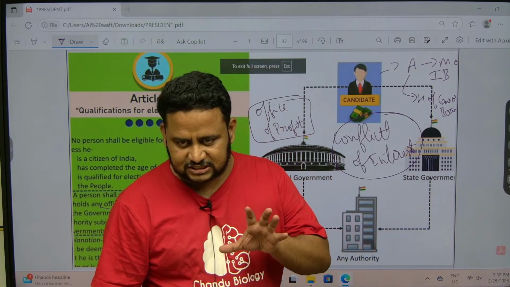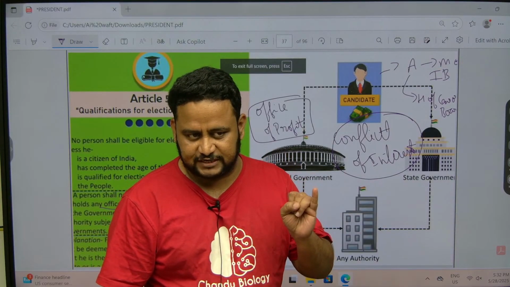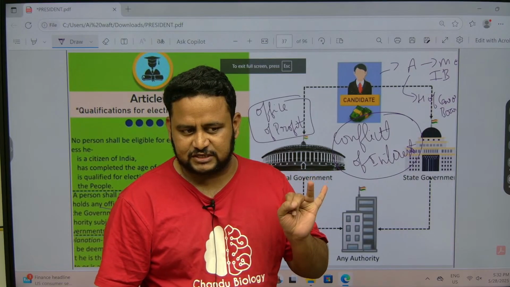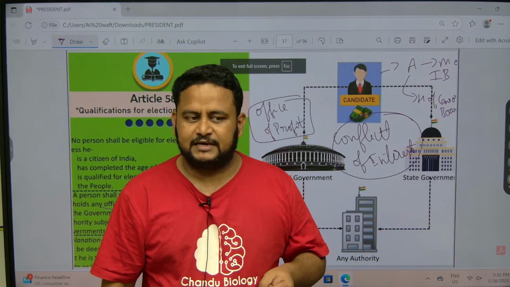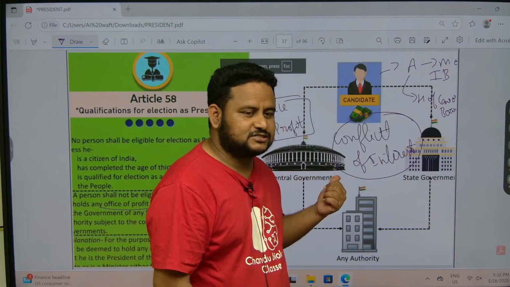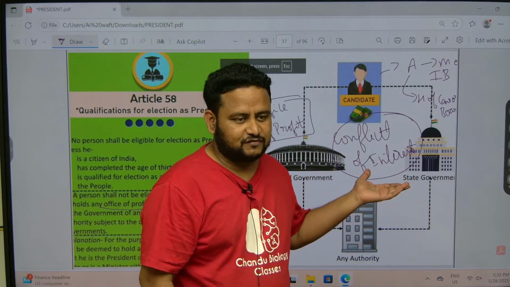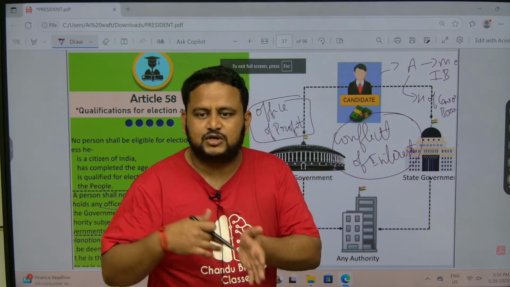So we discussed that for the president there should be some qualifications. One is he should be a citizen of India, he should have completed 35 years of age, and he should be eligible to be elected as a member of Lok Sabha. And one more thing we are discussing now is office of profit, which is also called conflict of interest, that is, one interest is in conflict with another.